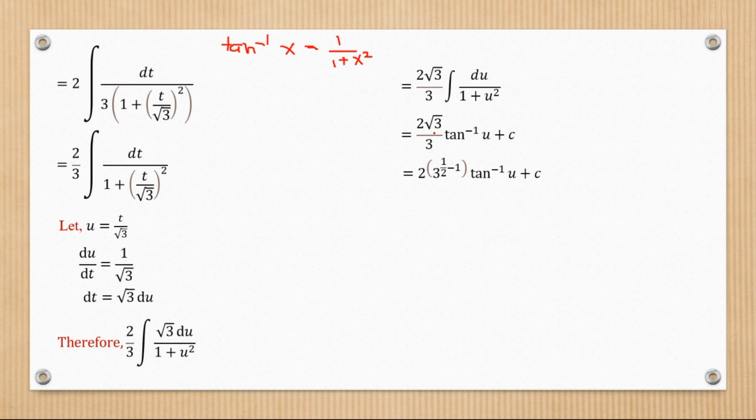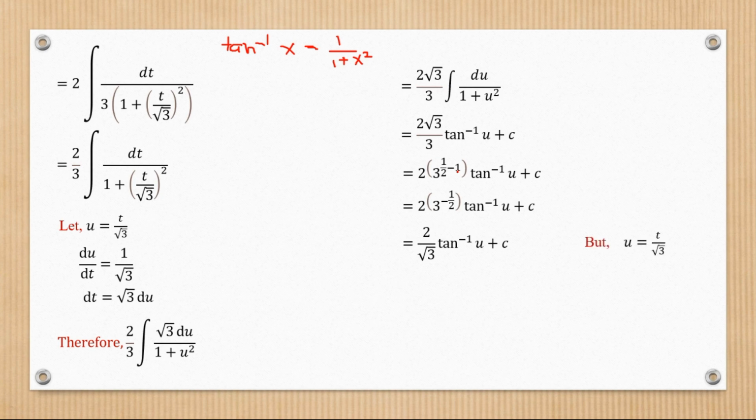But remember that this and this can be combined, because 3 to the power a half minus this, so you're going to have it as a half minus 1. So combine their powers and subtract them, and then we'll have 2 times 3 to the power negative a half tan inverse of u, of which we can take that back down, and we'll have 2 over root of 3 tan inverse of u plus c.